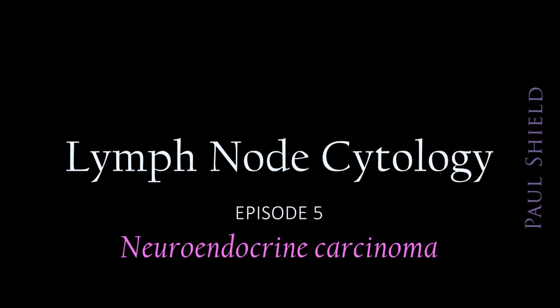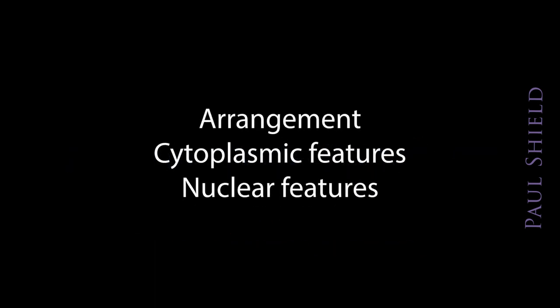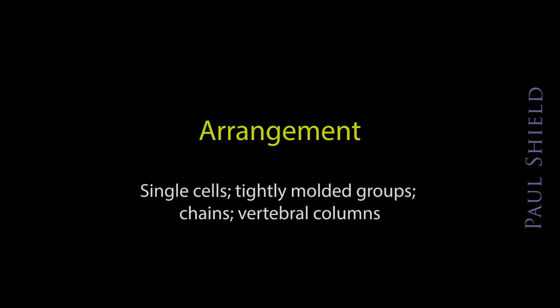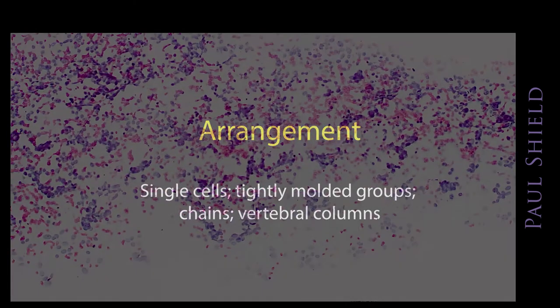So these arise from the diffuse neuroendocrine system and include a spectrum of different tumours, but we'll look at the generalised features, and we'll be looking at lymph nodes, the usual basic features. And so these cells are carcinomas, so in arrangement they tend to form groups, but they also often have single cells. They have very tightly moulded groups, and they often form chains or vertebral columns, linear arrangements of nuclei, which I'll show you.